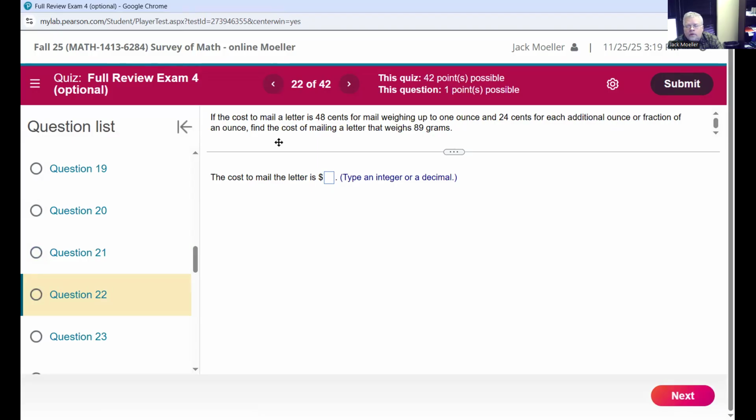All right, so first of all, we're in grams. All the cost stuff is in ounces. We have 89 grams. We need to figure out how many ounces that is. And then what are the costs? So it's 48 cents for 1 ounce and 24 cents per ounce or fraction. So if we go to 2.5 extra ounces, that 0.5 would basically be a third extra 24 cents.